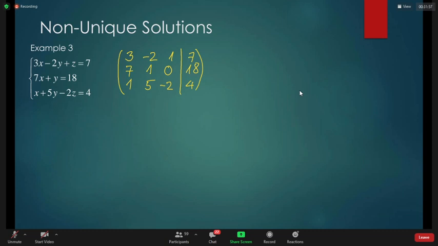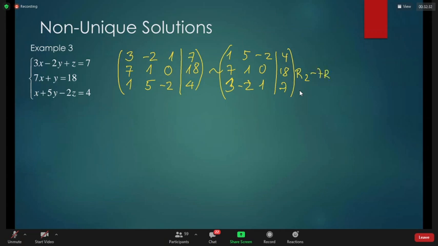Okay, now in this one, looks like we could, for example, exchange the first and the third equation to get that 1. So we could simply exchange these: 1, 5, minus 2, 4. And then we have 7, 1, 0, 18. And then we have 3, minus 2, 1, 7. Now let's make, for example, 0 below 1. Let's make row 2 evidently minus 7 row 1 to make 0 instead of 7.